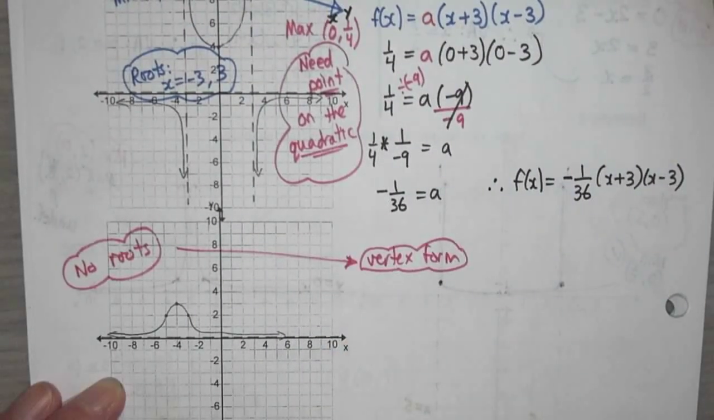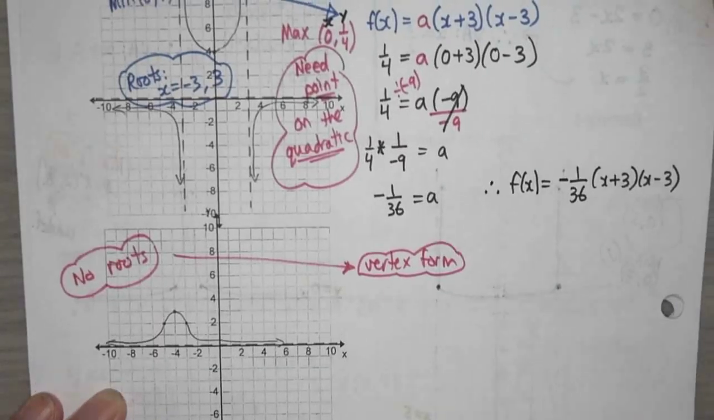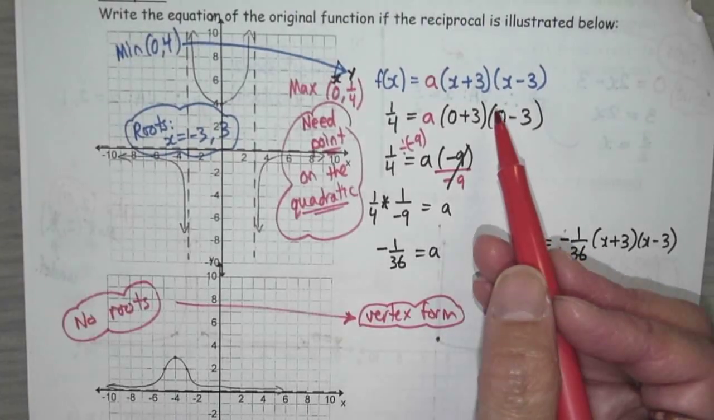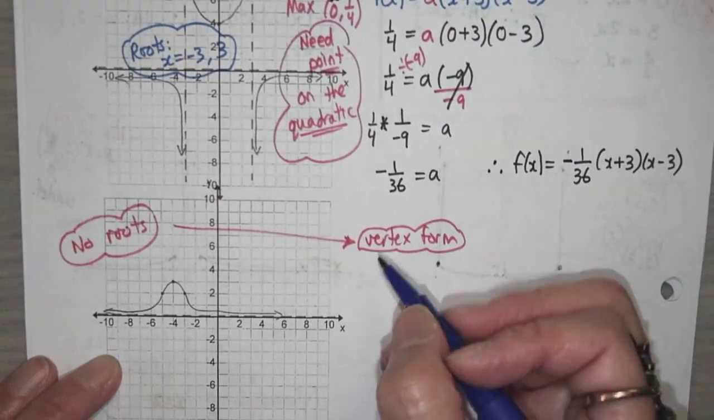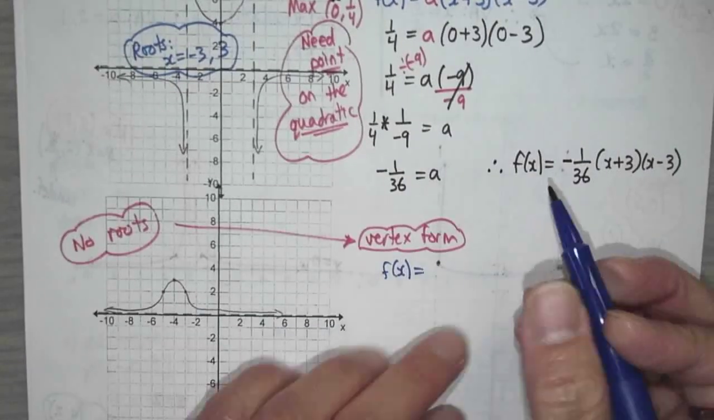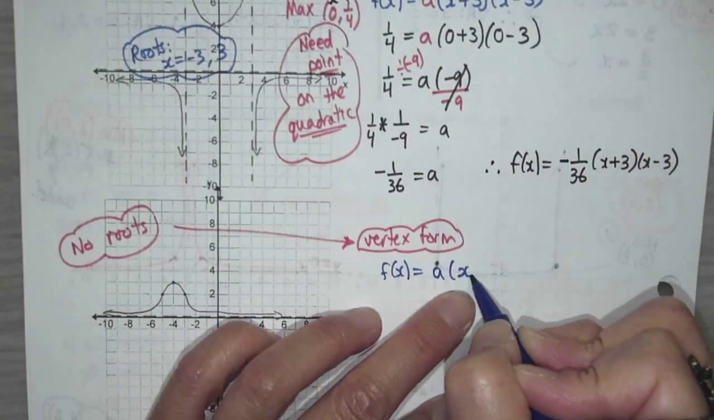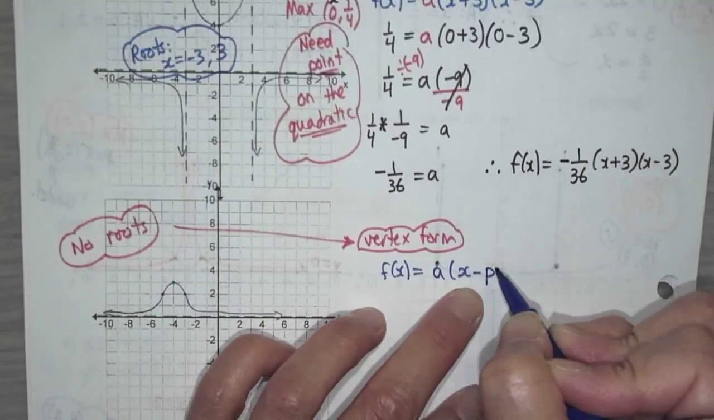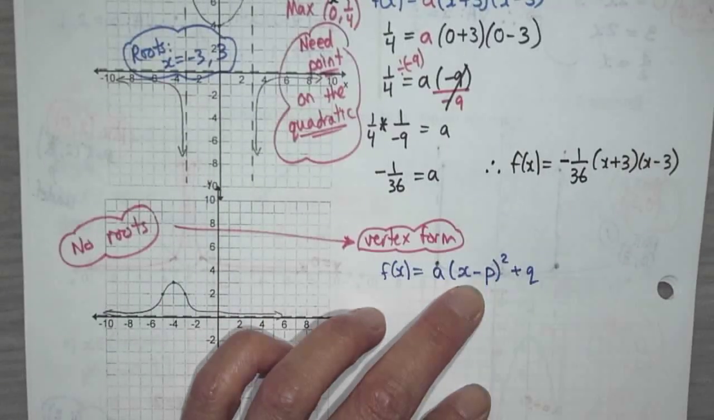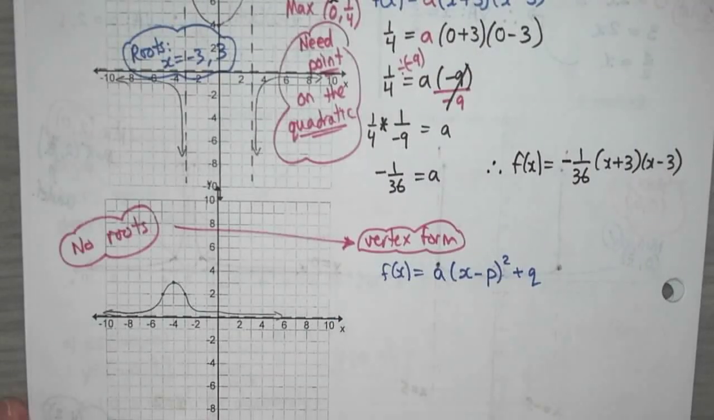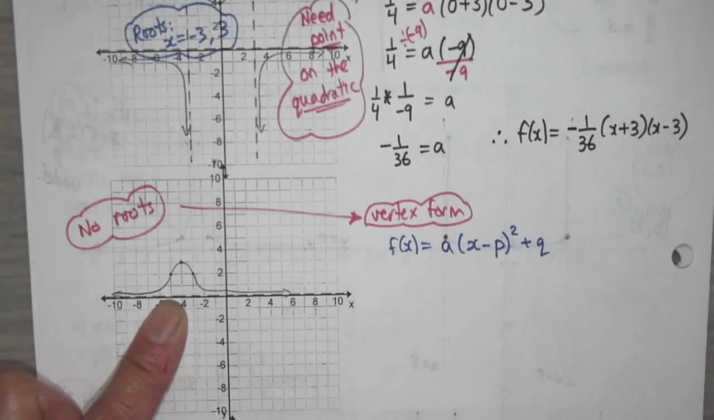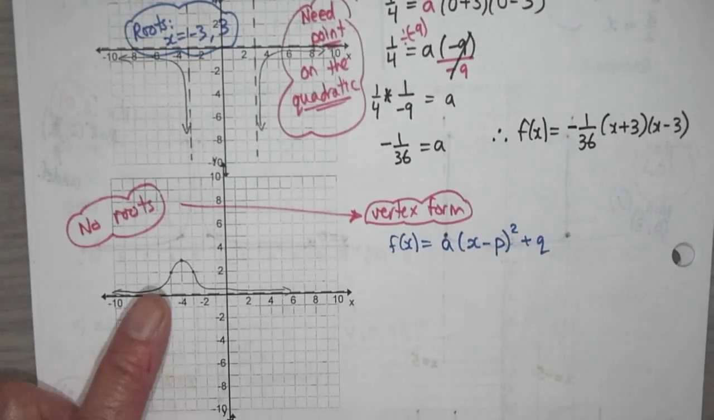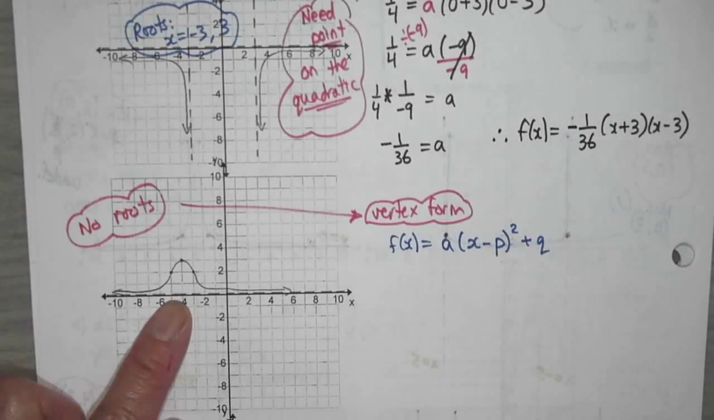You don't have to write that, but that's what it tells me. If there's no roots, I can't use factored form. If there's roots, factored form is glorious. If there's no roots, I got to go to vertex form. So I know vertex form: f of x equals a times x minus p, squared, plus q, or h and k, whichever values you use. So I need this form, because there's no roots, so I can't use the two factors, but I can use the max or min.